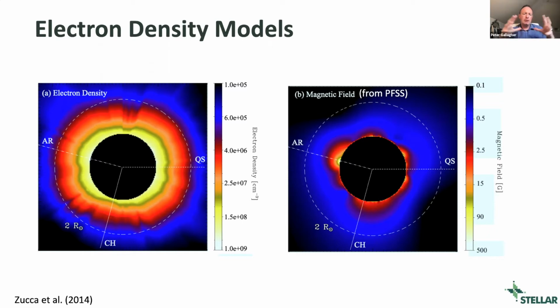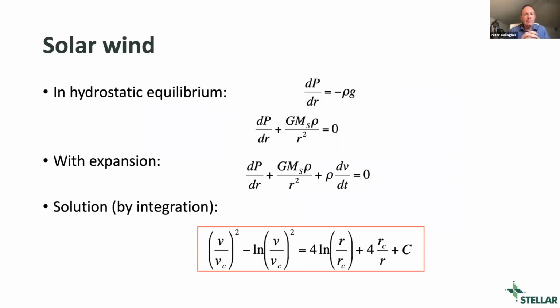Now, from the corona outwards, it expands, and it expands to form a solar wind, which was first predicted by Parker. Now, just to show you roughly what the equations look like, we showed you the equation for hydrostatic equilibrium earlier on, and here we include gravity, the acceleration due to gravity, more explicitly. But if you include expansion, then this is the expansion bit here.